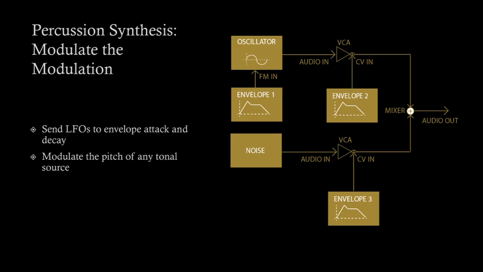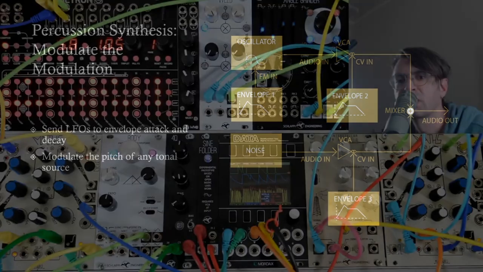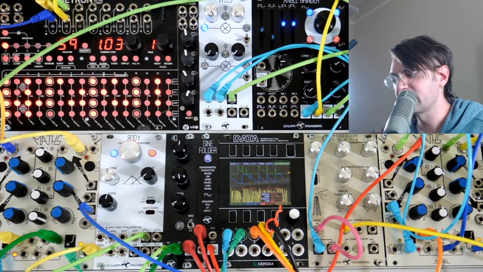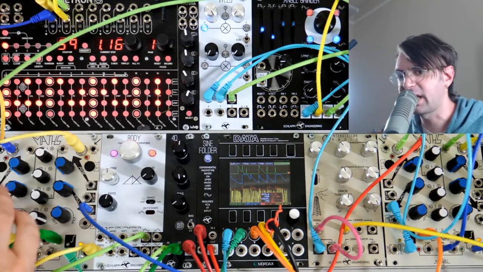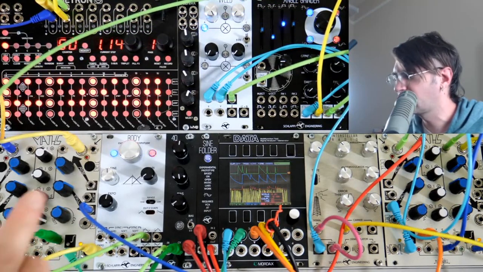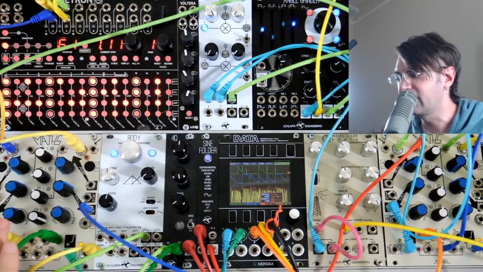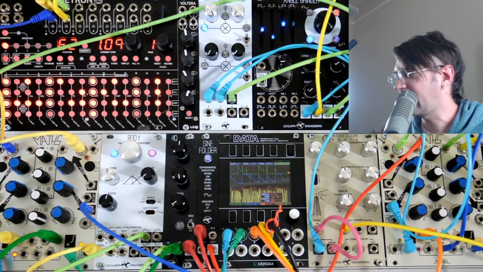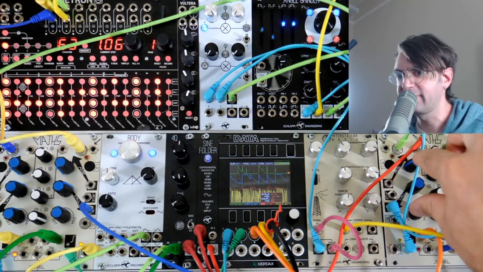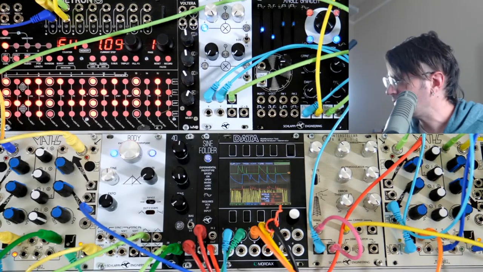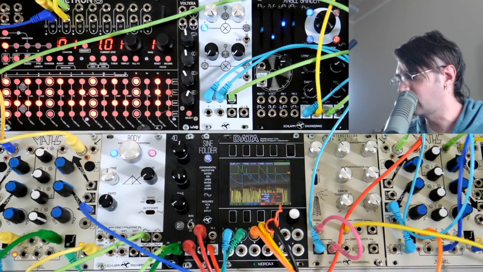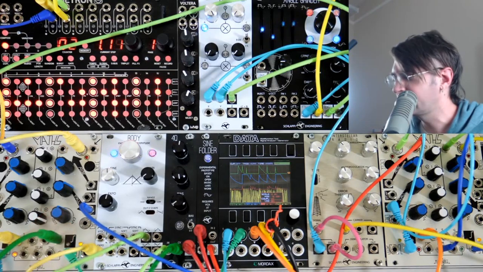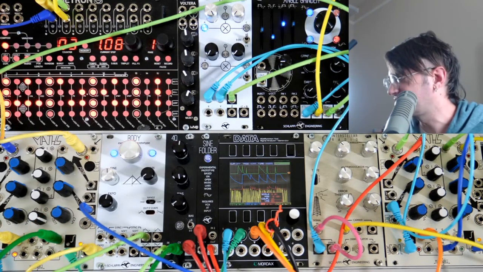To make a patch interesting, you want to modulate the different parameters. Attack and decay are good, also the pitch of any tonal source. So now I'm starting with my previous patch, except I've sent LFOs to the pitch decay, the attack and decay for the hi-hat, and an additional envelope for the kick envelope decay.